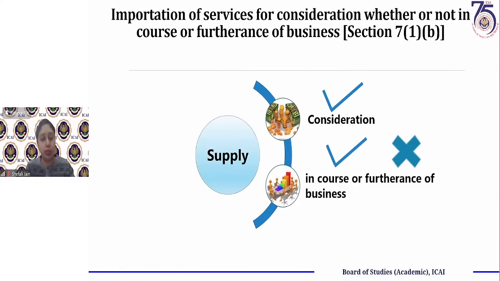So it should be for consideration. Out of two things, in fact, these are services, so the first test is passed, that supply should be of goods or services. Second test is the consideration test. Consideration is there. The third was business, so business purpose is not there. So even if business purpose is not there, it will be considered as supply.